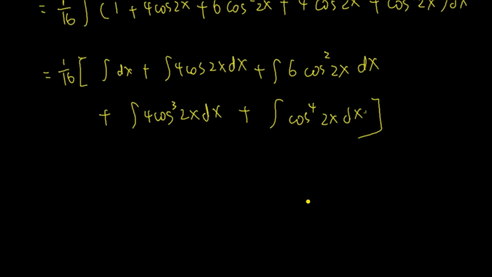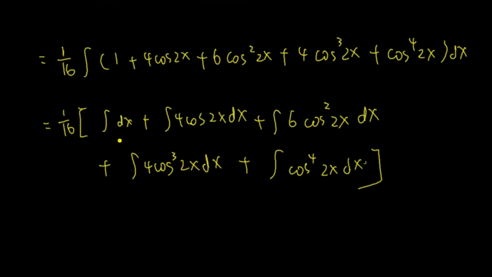Now look at these integrals here. The integral of dx is easy. The integral of 4 cosine 2x dx is also easy. How about cosine squared 2x, cosine cubed 2x, and cosine to the 4th 2x? I have to rewrite these three terms using another trigonometric identity so that I can integrate them properly. So let's start with cosine squared 2x.